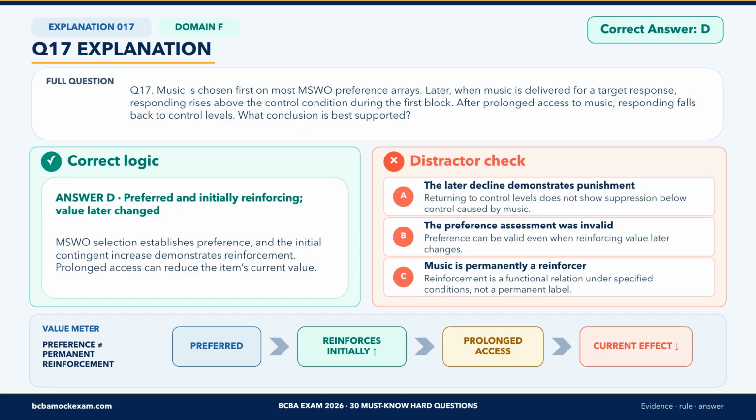A decline from the first block to control levels does not show suppression below an appropriate comparison caused by contingent music. B. A preference assessment can be valid even when reinforcing effectiveness changes with access, response effort, schedule, or context. C. Reinforcement is a functional relation under specified conditions, not an immutable property established forever by one block. Separate preference, demonstrated reinforcement, and the motivating conditions that can change a reinforcer's current effectiveness.